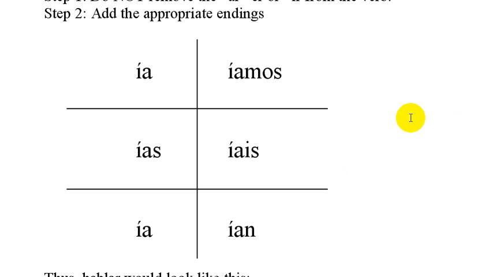Now these might look familiar to you. If they don't, I will tell you what they are. These are the exact same endings for verbs in the imperfect in Spanish. If you haven't learned the imperfect, no big deal. These are still pretty easy.